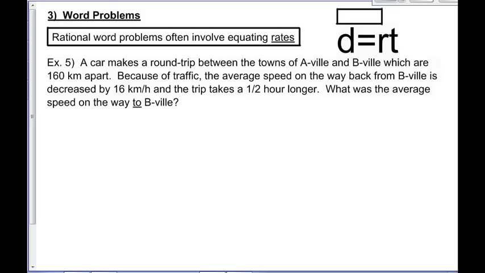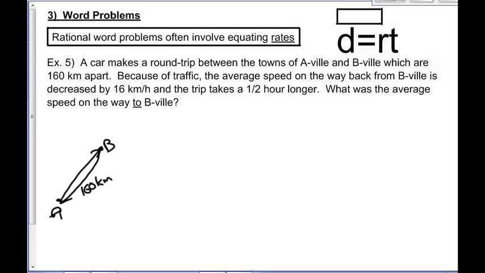A car makes a round trip between the towns of Aville and Bville. Okay, I'm going to draw that. Here's Aville, and it goes to Bville. And then it comes back. They're 160 kilometers apart. Because of the traffic, the average speed on the way back is decreased by 16 kilometers an hour, and the trip takes half an hour longer. What's the average speed on the way to Bville?